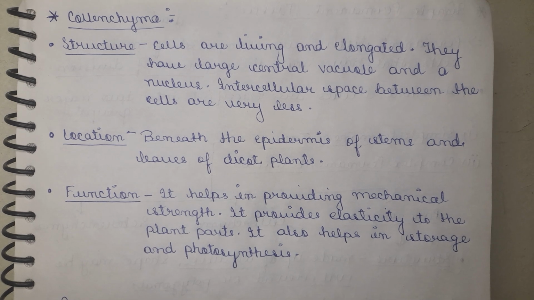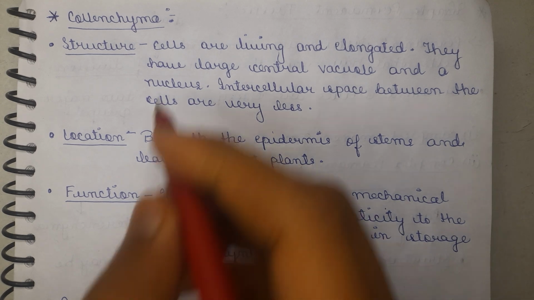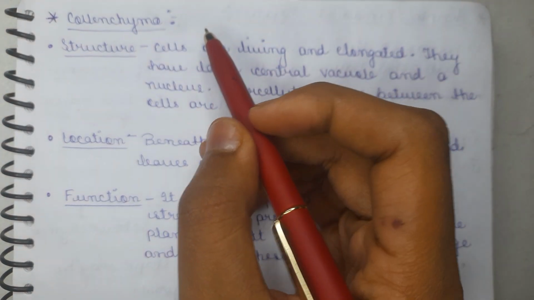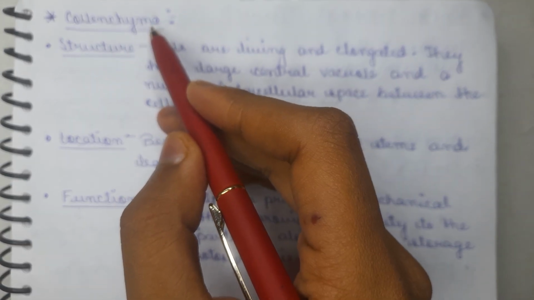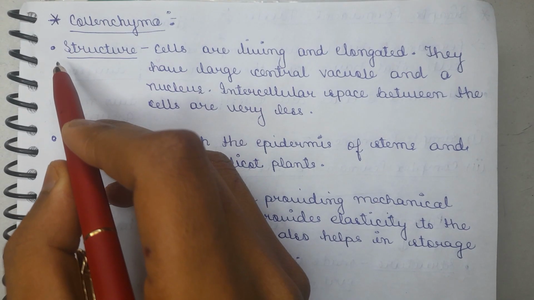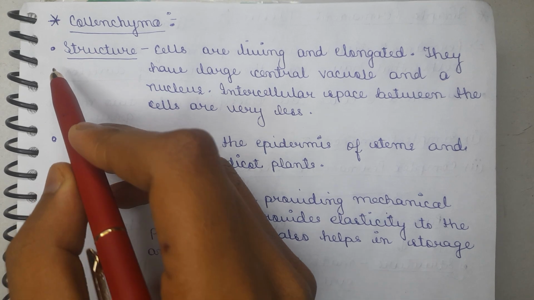Hello everyone, in this video we are going to learn about the remaining two parts of the simple permanent tissues. The first one, we all know, was parenchyma. Now the second and the third one. The second one is collenchyma. First of all, we will talk about the structure of collenchyma.